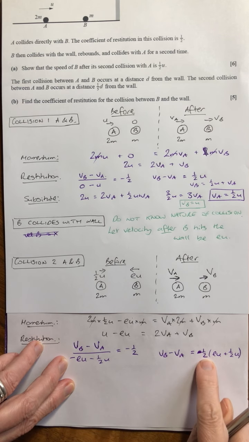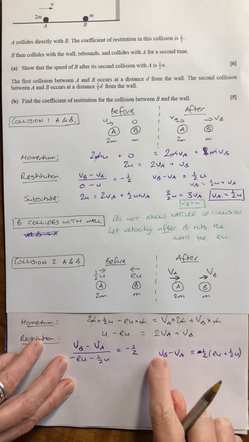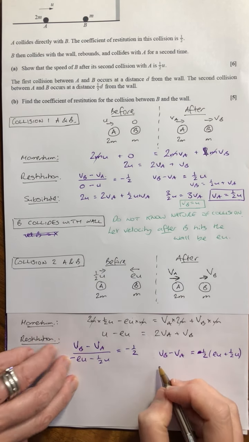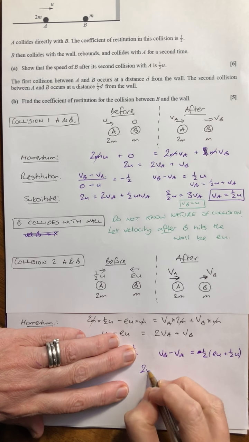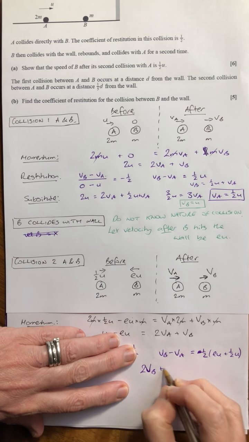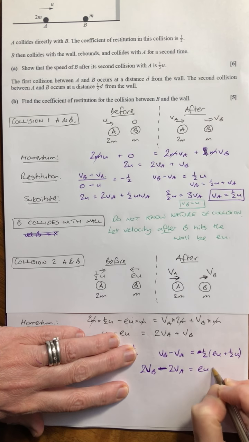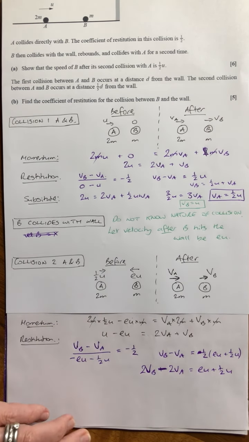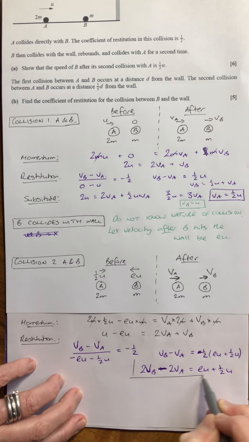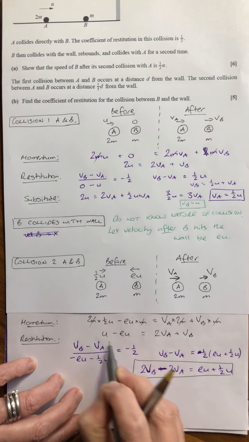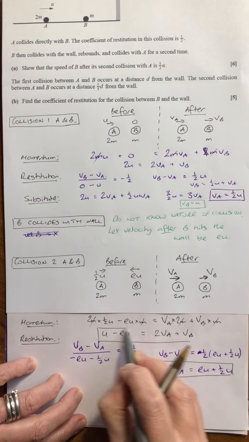And I think what you would have probably done, you'd have probably just multiplied that by 2, wouldn't you? So I've got 2VB, big V, minus 2VA is equal to EU plus a half U. I've got two equations, that equation and that equation.